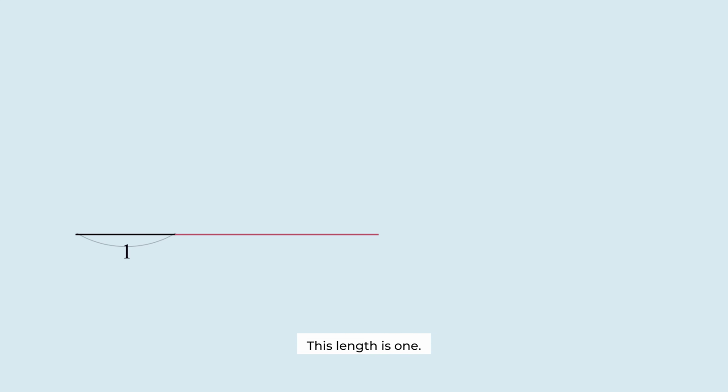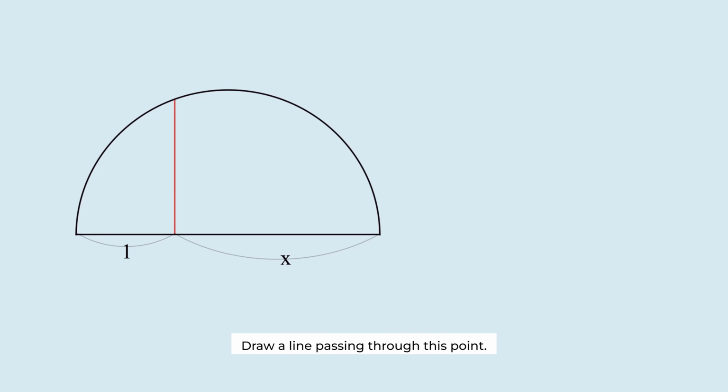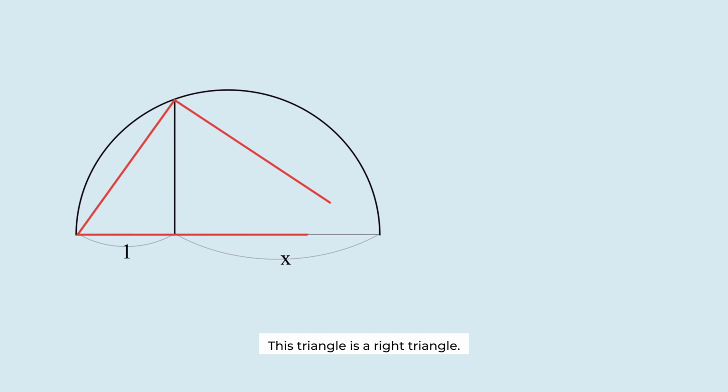This length is 1. This length is x, which is rational. Add 2 lengths. Draw a perpendicular bisector. This length is divided in half. Draw a circle with a radius of this half length. Draw a line passing through this point. This triangle is a right triangle. These triangles are also right triangles, and they are all similar.